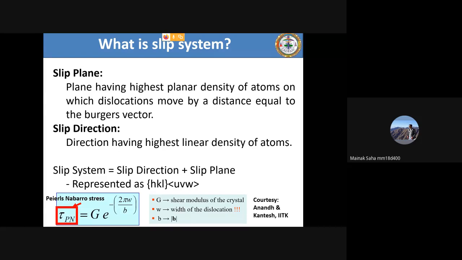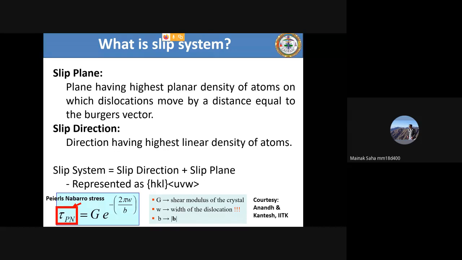So what really occurs is that this width W, which I have not written, you guys can note it down. That is equal to a upon 1 minus mu. Here a is nothing but the atomic spacing in the slip direction.